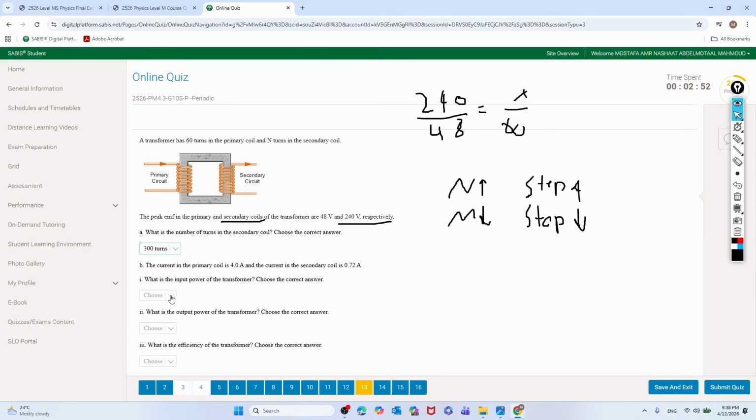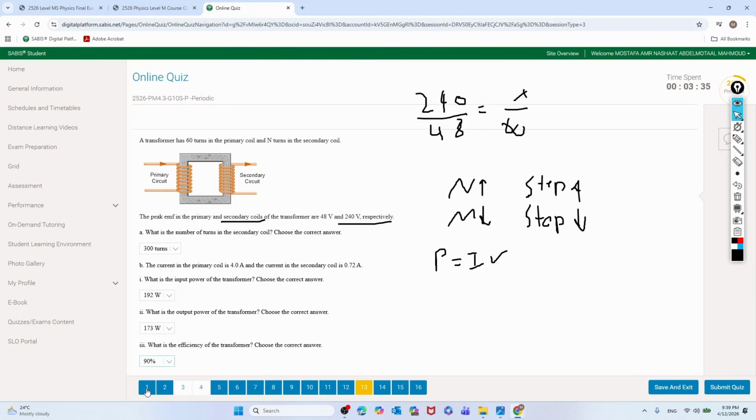The input power of the transformer. So you do P equals I times V. So 4 times 48, you get 192. 192 is the output power, so 240 times 0.72, you get 172.8, so basically 173. What is the efficiency? It's 173 over 192, which gives you 90%.